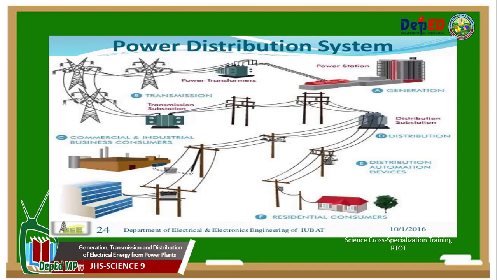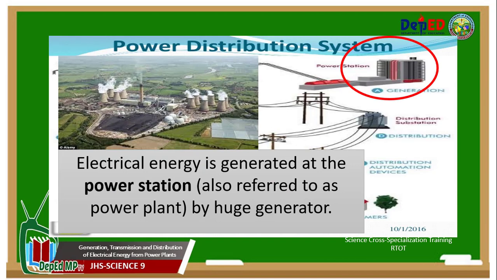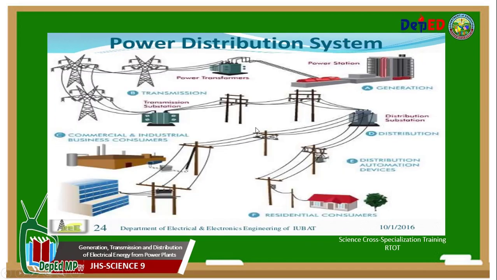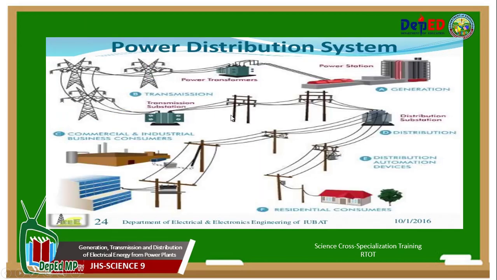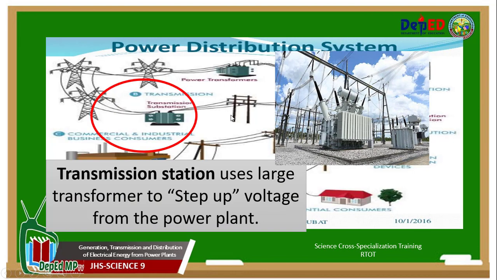Power distribution system. Electrical energy is generated at the power station, also referred to as a power plant, a huge generator. It goes to the transmission line, which is a long conductor specially designed to carry a huge amount of power at very high voltage to the substation. Next, it will go to the transmission station.